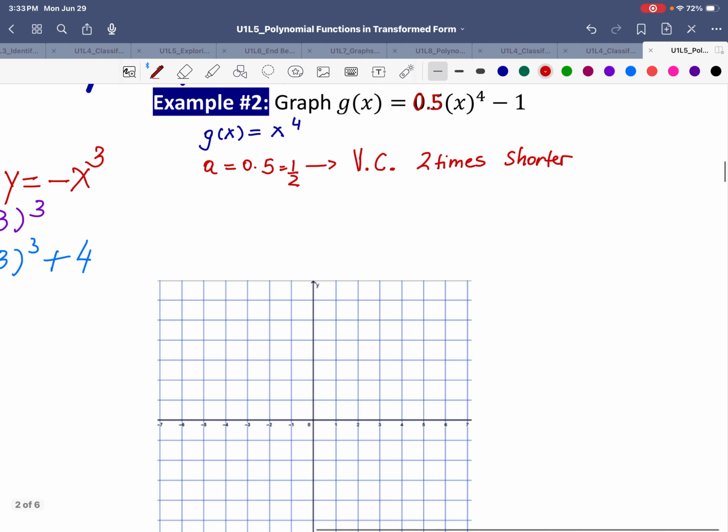Now, last we have -1. This is a number that is being subtracted from the entire function, so that will make the coefficient c, and that will cause a vertical translation of 1 unit down.